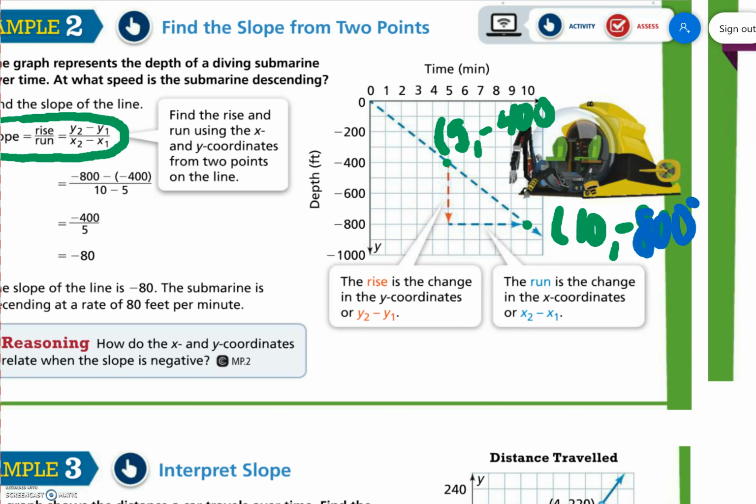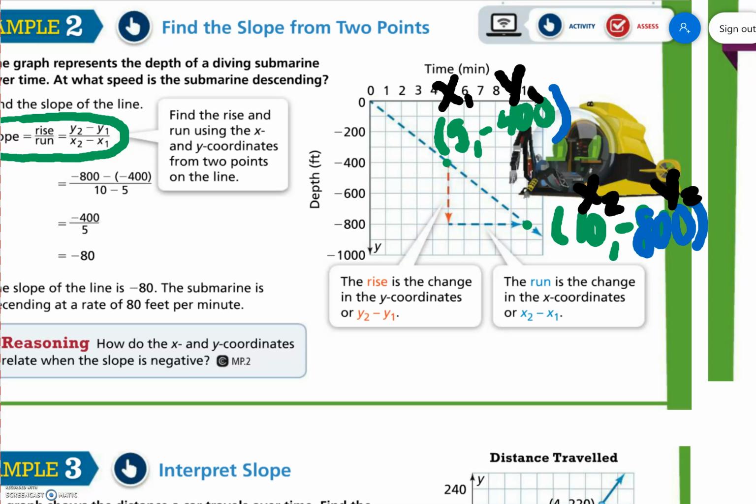Okay, these are our 2 points. Since they are both points, we have an x and a y value for both points. This is the first point, so I'm going to call it x1, y1. This is the second point, so I'm going to call it x2, y2. That's how we set this up.